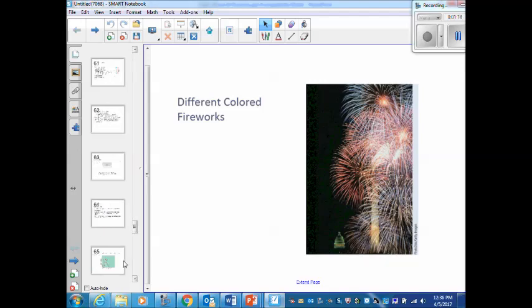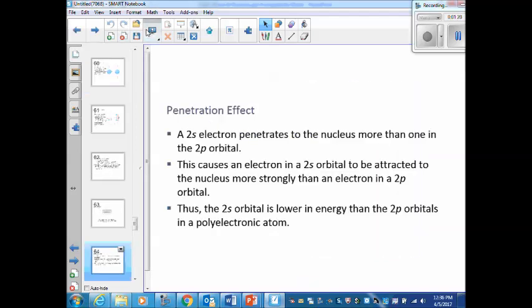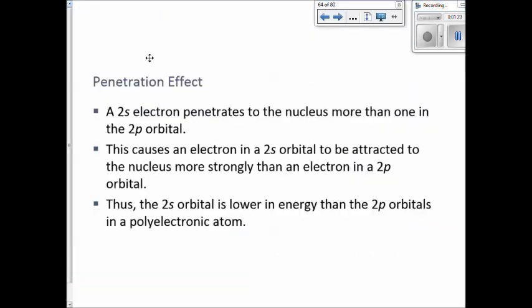Okay, gotta get back down here to penetration effect. I believe that's where we left off. Did we get that down? The penetration effect has to do with the ability to be closer to the nucleus. So the nucleus pulls closer the 2s electrons rather than the electrons found in the 2p orbital. Okay, that pulling it closer to the nucleus creates the lower energy for the electron. Okay, causes an electron in the 2s orbital to be attracted to the nucleus more strongly.